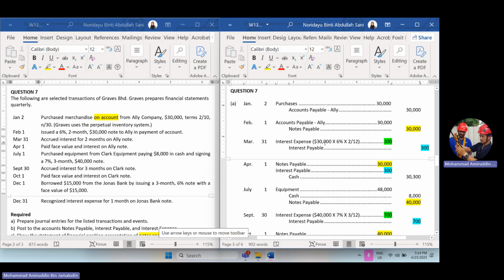So 30,000, the value of your notes payable, multiply 6%. And then it's meant for 2 months, right? So 2 over 12. So I get 300. Okay?